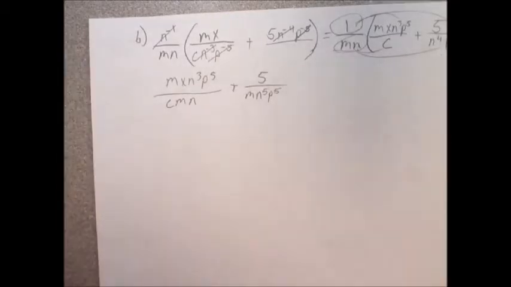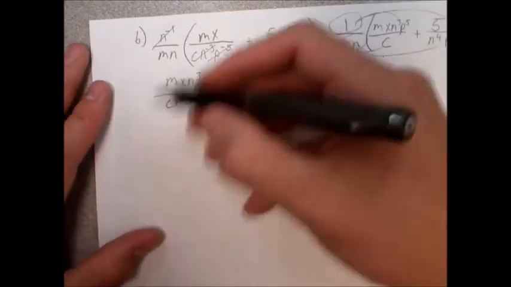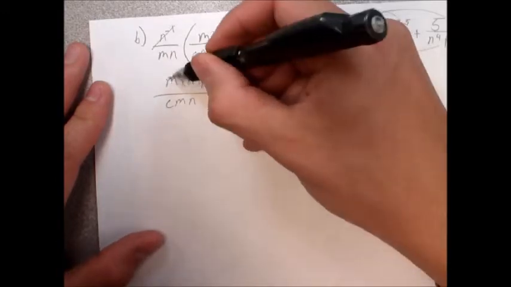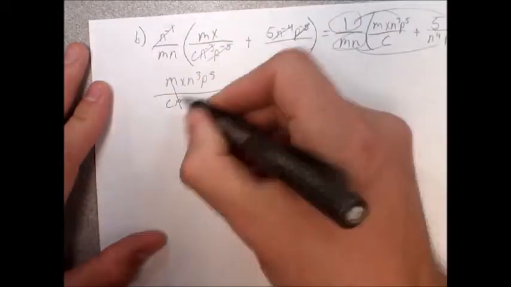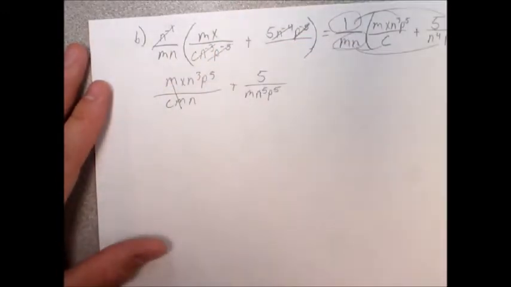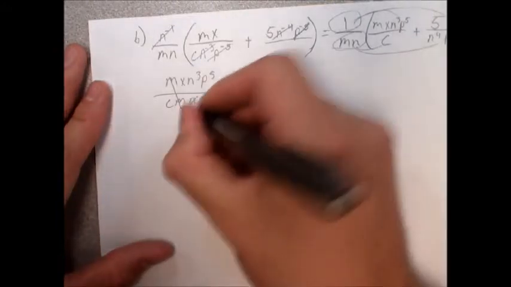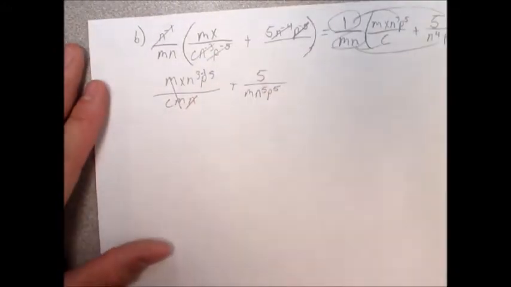Now I have to ask myself, is there anything that I can combine? So I'm looking here. There's an m and an m. That's nice. That canceled out. There's an n and an n. Which one do I move? Bottom or top? Bottom. So it's 3 minus 1 right there.